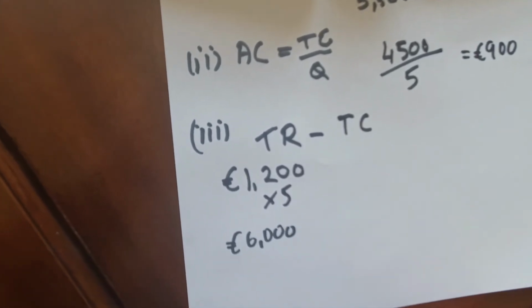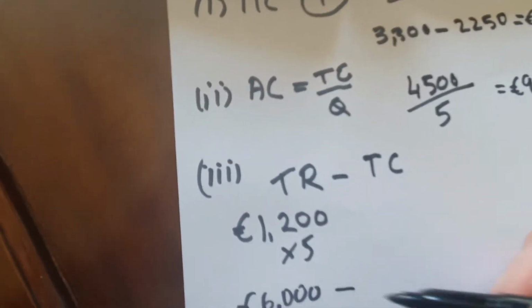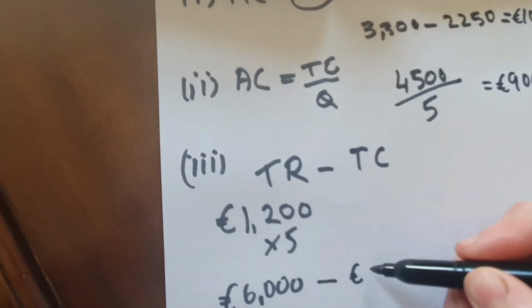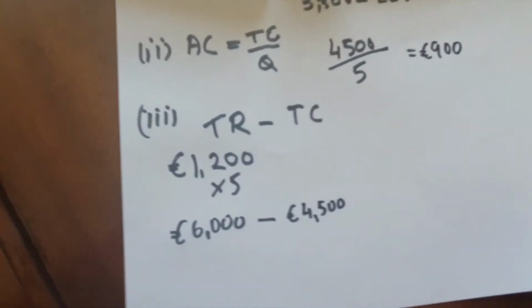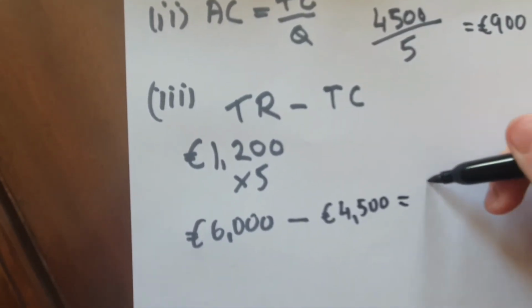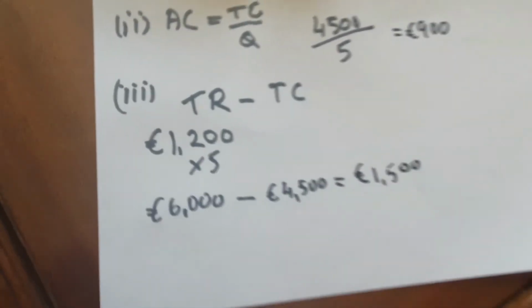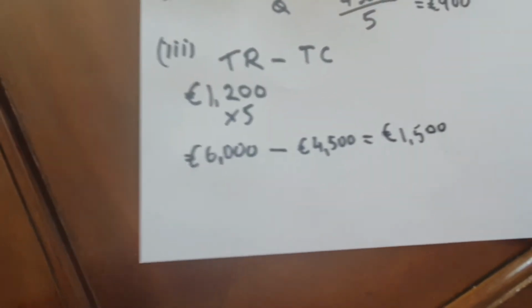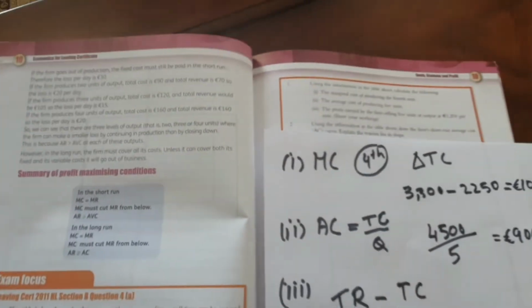Now, our total cost of 5 units, which we get from our previous question, is 4,500. So we need to subtract our total cost of 4,500. That's going to give us a profit of 1,500. Okay. Now, let's finish. There's one more question there.